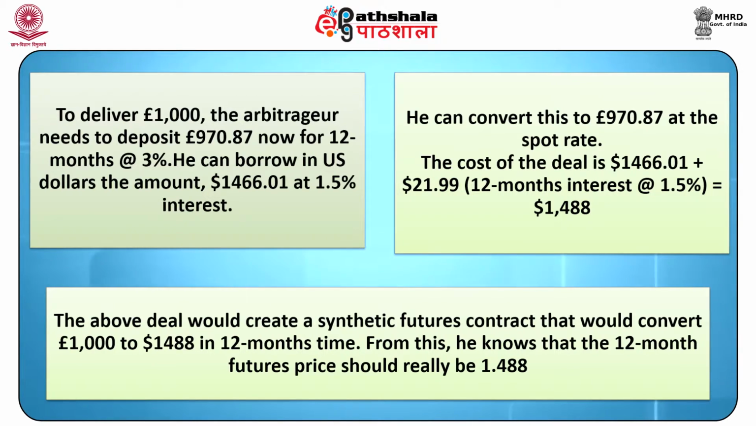The above deal would create a synthetic futures contract that would convert 1000 pounds to $1488 in 12 months' time. From this, he knows that the 12-month future price should really be 1.488. The market quote is too high, so he does the following trade. Sell one futures contract at the rate of 1.50, and create the synthetic futures deal as above.